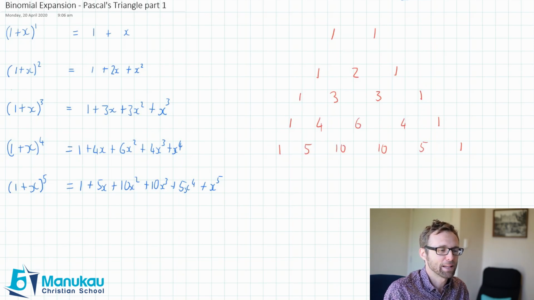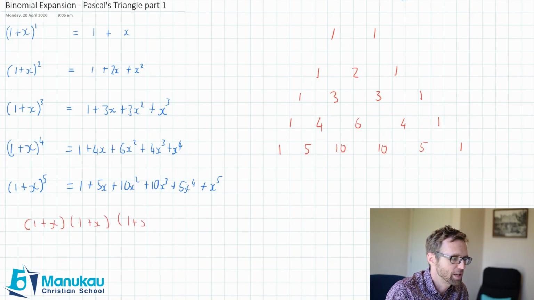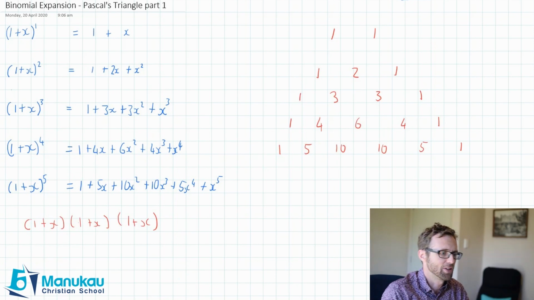Okay, so 1 plus 1 is 2. You'll always have 1s on the outside. And that makes sense because if you've got a whole line of brackets, say 1 plus x into 1 plus x into 1 plus x, you see that you could always get 1 times 1 times 1, and that would be your term without x's. And at the other end, you're going to have x times x times x, which will give you your highest power of x cubed. So you can see you can have those 1s on the outside.